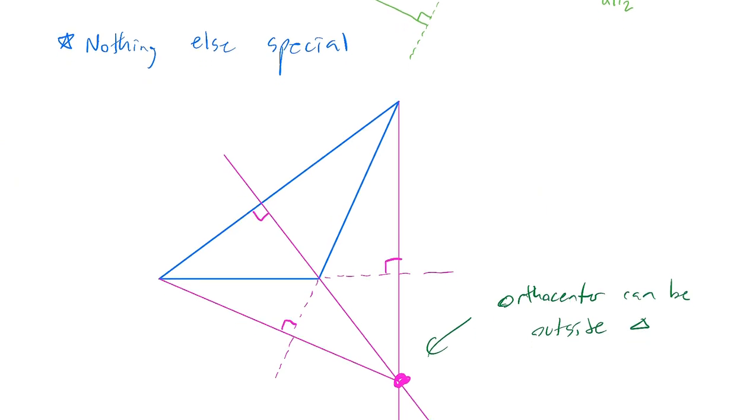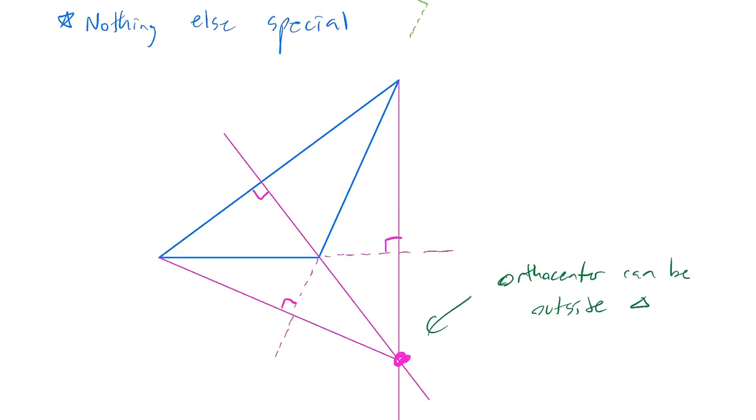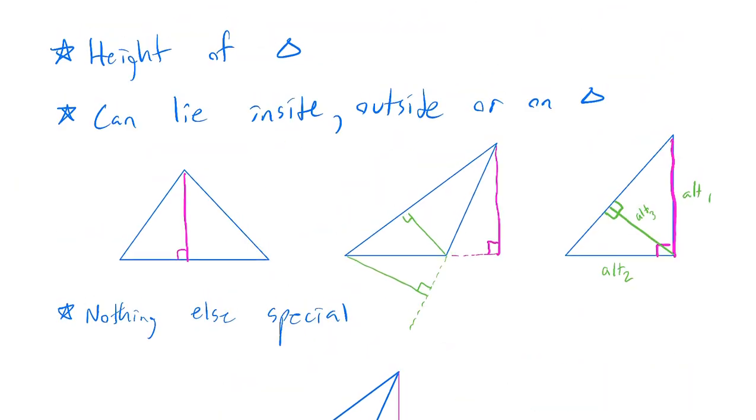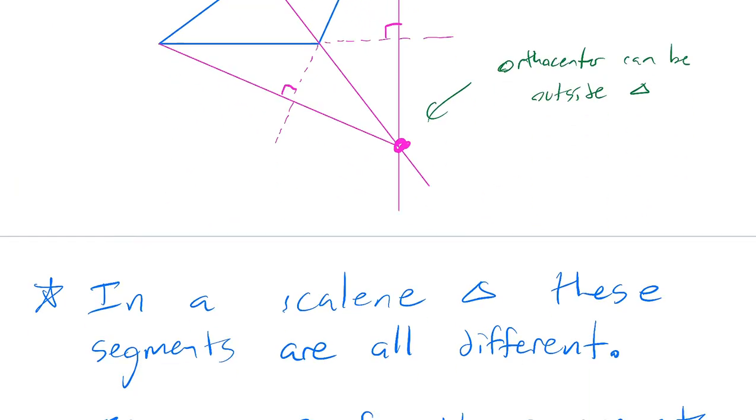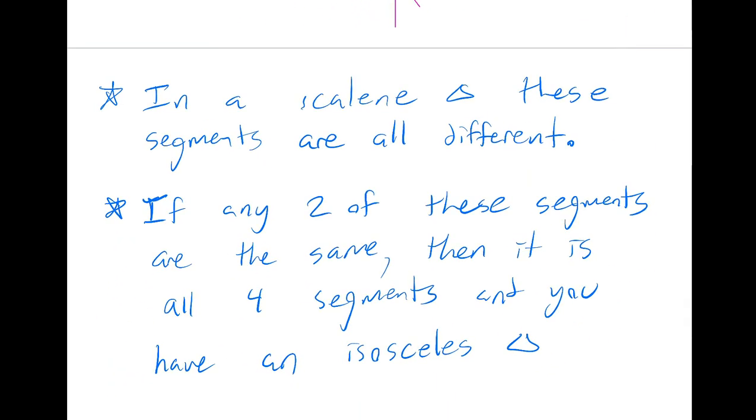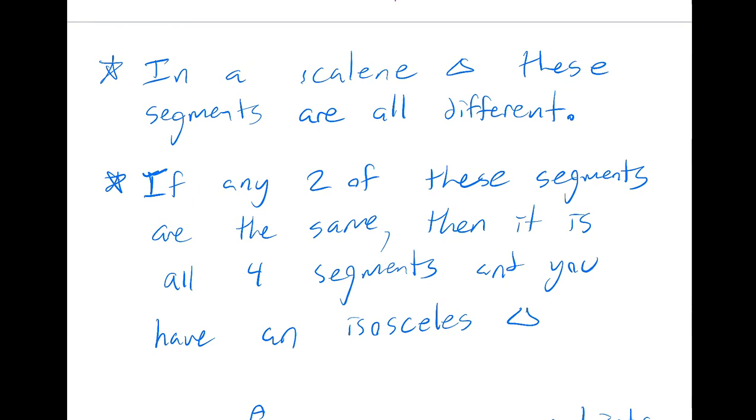Okay, and there's nothing special about it, but the point can lie outside. Specifically, that's an obtuse triangle. Interestingly, if we're on a right triangle, this vertex right here is the orthocenter. Yeah, interesting. Okay, so that's it. So usually all these segments are different. So in a scalene triangle, the median and the angle bisector are totally different segments, right? They're not the same.